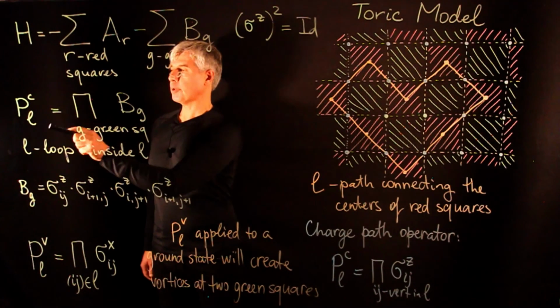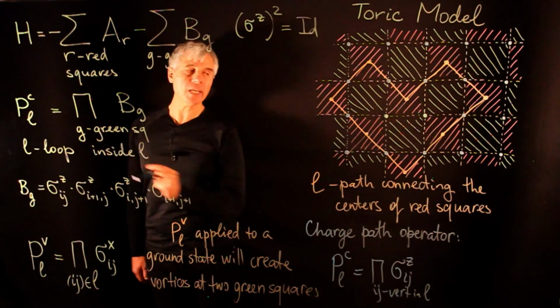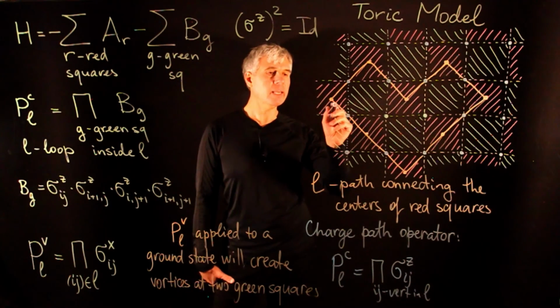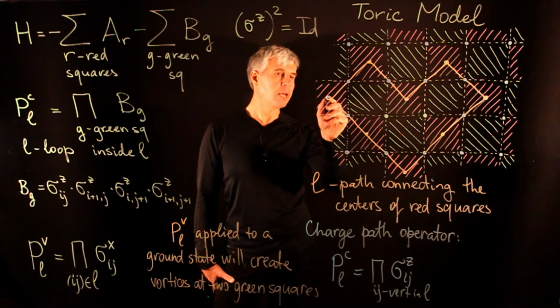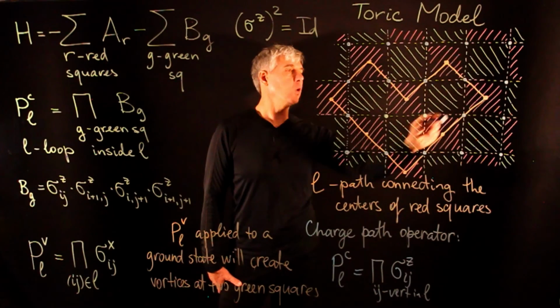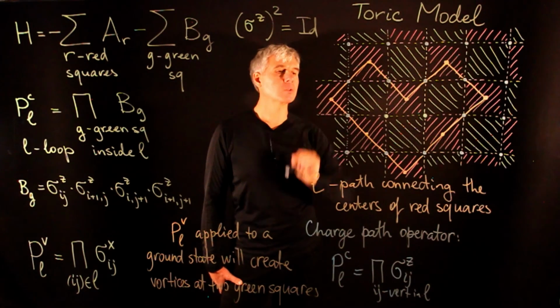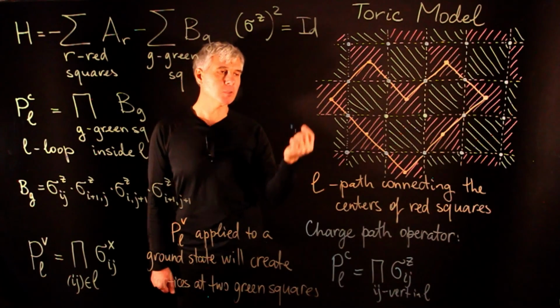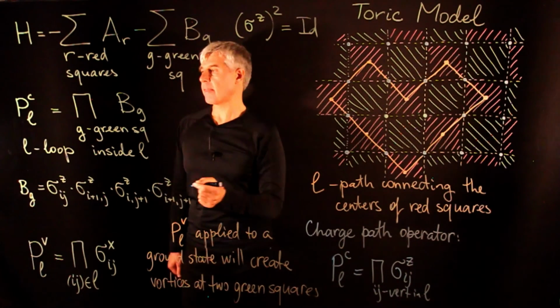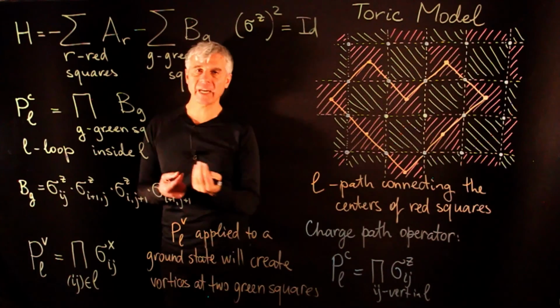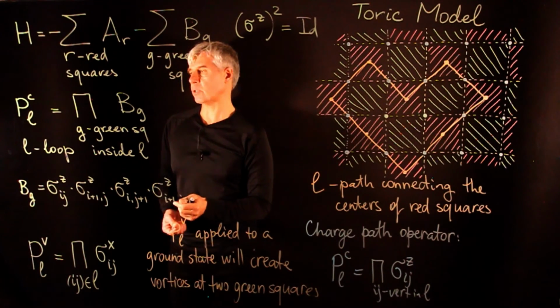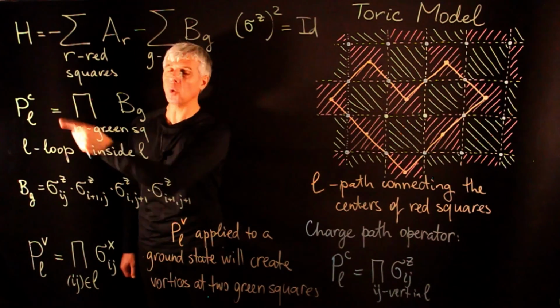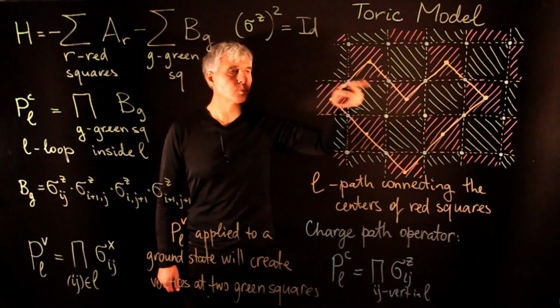The physical interpretation of the loop path operator is taking a charge and moving it along the loop, so returning to the same red square. Or if we don't have a charge at the corresponding red square, then we can interpret it that we have a hole at that red square, and then we are moving a hole in a closed loop.